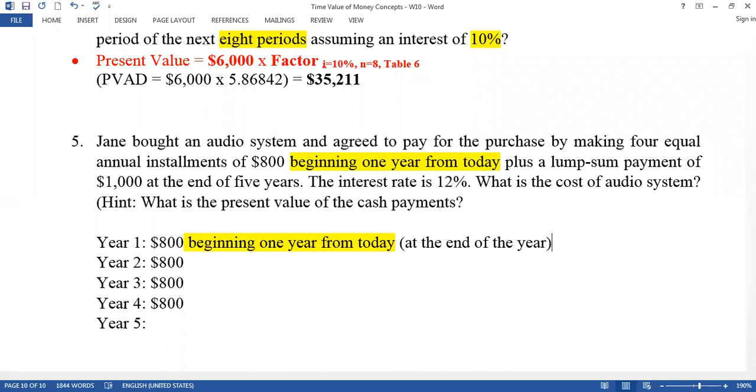So the installments begin 1 year from today, plus a lump sum payment of $1,000 at the end of 5 years. So this is another keyword. First you are going to pay $800 for 4 installments, and at the end of year 5 you are going to pay $1,000. Now, $800 is more than one time and it is similar.